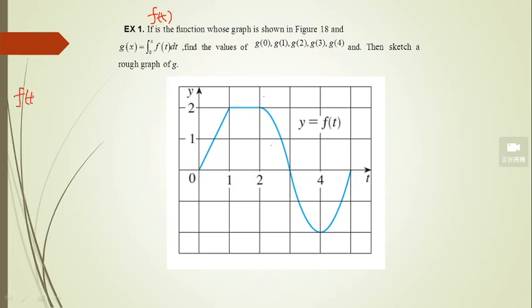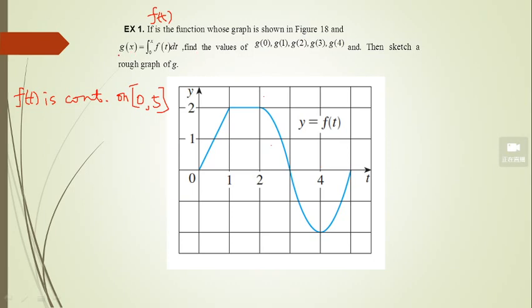f(t) is continuous on the closed interval 0 to 5. And here, we just use the graph. We don't know the function expression. We don't know the specific function. We just use the graph to figure out the function value g.